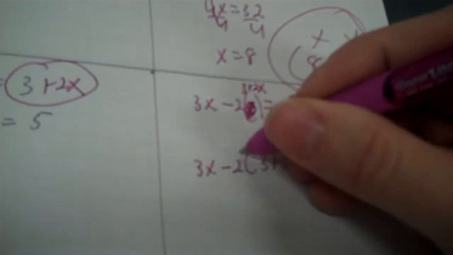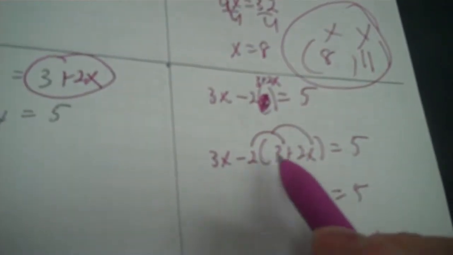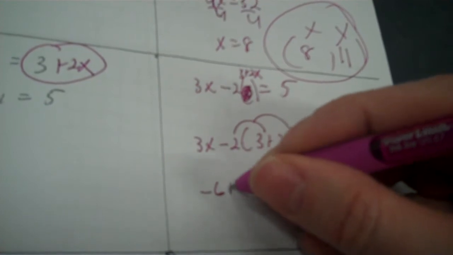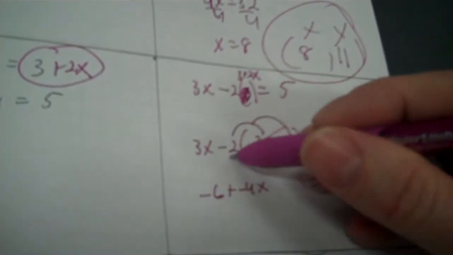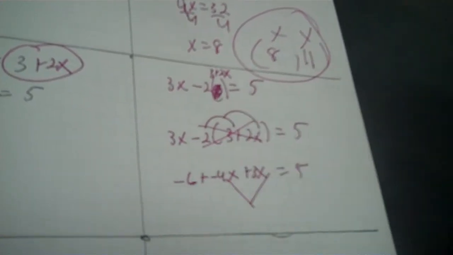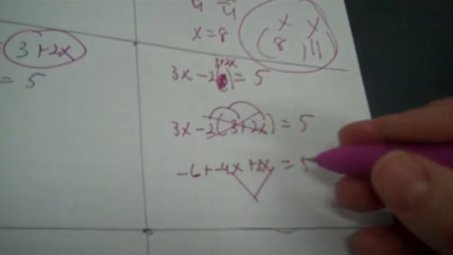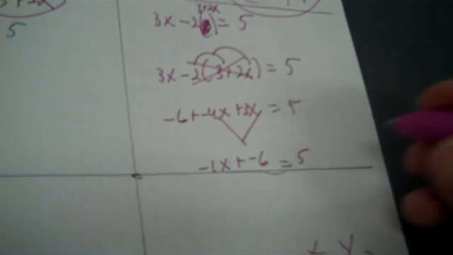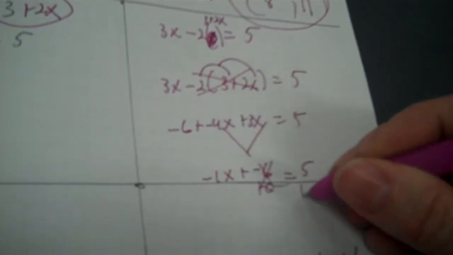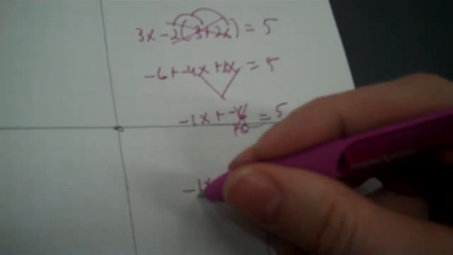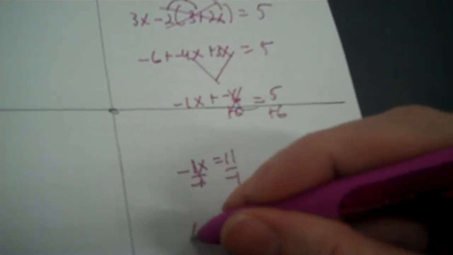Okay, distribute your negative 2. Negative 2 times 3 is negative 6. Negative 2 times 2x would be negative 4x. You can put, and then we add our 3x in there. So again, I will be adding those. Negative 4x plus 3x is negative 1x, and then plus negative 6. Then you add your 6. You get that to 0. So 5 plus 6 is 11. Then I divide by negative 1, and I get negative 11.